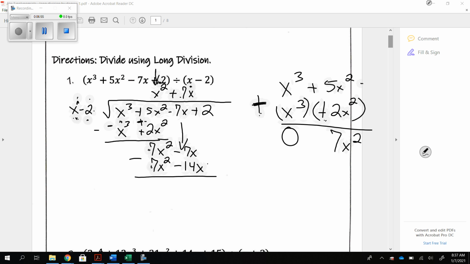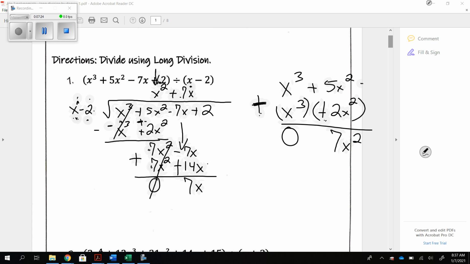Okay? 7x squared minus 7x squared is again 0. Now we have negative 7x minus negative 14x. Again, that will turn this positive. So negative 7x plus 14x is a positive 7x. All right, so that's all gone. Up here, that was all gone. So we move on. We're almost done.